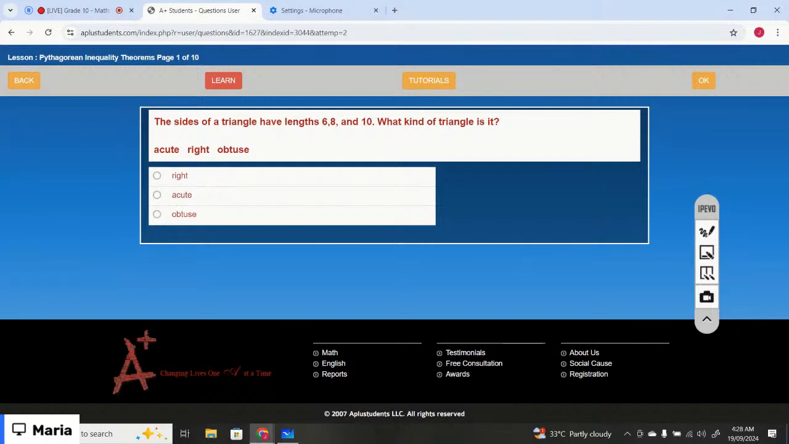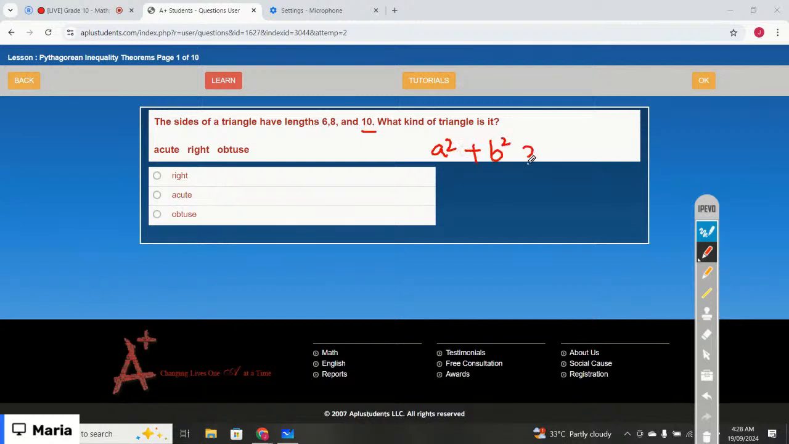The sides of the triangle are 6, 8 and 10. What kind of triangle is it? Okay, so the longest side is 10. That is C, right? Now we're going to see A square plus B square and C square. You need to compare. So 6 square plus 8 square and 10 square. 36 plus 64 and 100. 36 plus 64 is 100 and they are exactly equal, right? So if they are equal, then that means that is a right angle triangle.